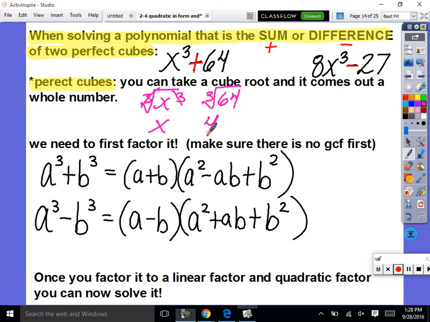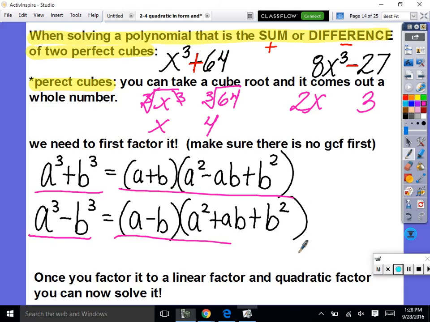So everybody, do you see how we have a sum of 2 perfect cubes? We have a difference of 2 perfect cubes. Why is 8x cubed a perfect cube? What's the cube root of 8? What's the cube root of x cubed? X. And the cube root of 27 is 3. So we have the difference of 2 perfect cubes. Something like this factors to be this. Something like this factors to be this. If you have the sum of 2 perfect cubes, it's going to factor to be this form. If you have the difference of 2 perfect cubes, it's going to factor to be this form.